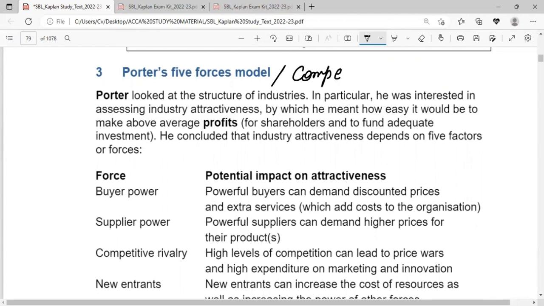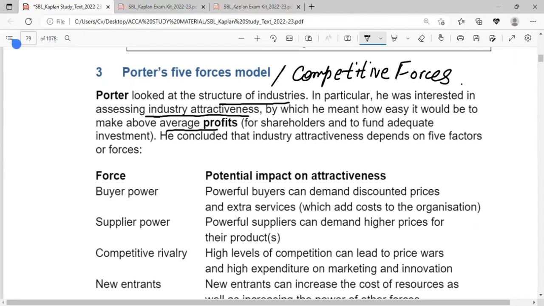Competitive forces, or Porter's Five Forces, is the concept which deals with different forces which can reduce or affect our profitability. Porter looked at the structure of the industries, in which industry you are working and what is the structure of the industry. He was interested in assessing the industry attractiveness. Why will you invest in any specific industry? By which he meant how easy it would be to make average profits.